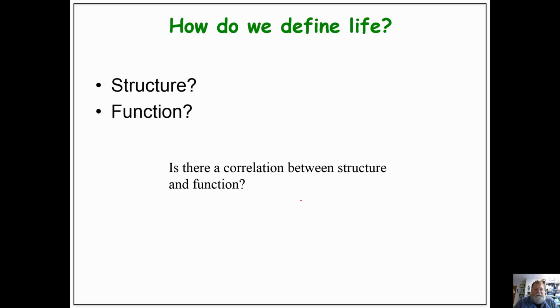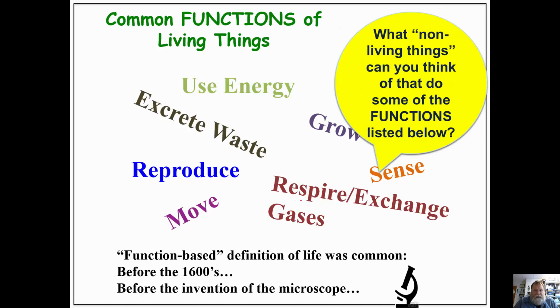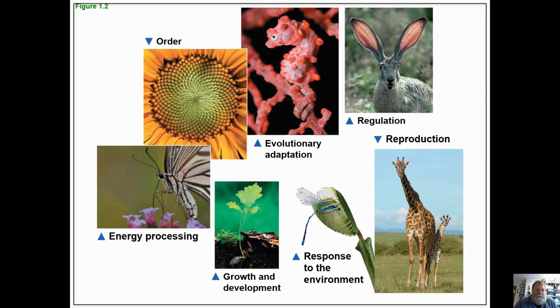So we have a number of different ways that we define life, and these look at structure and these look at the function of what is life. The main thing that your book talks about is the ability to have order, evolutionary adaptation, regulation, homeostasis, reproduction, response to the environment, growth and development, and energy processing. Anything that we look at that's alive today is going to basically have all of these characteristics.